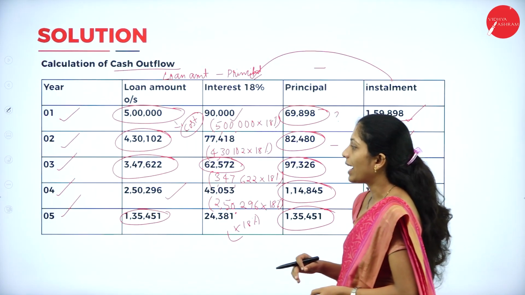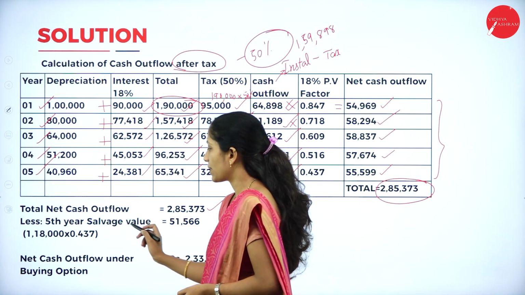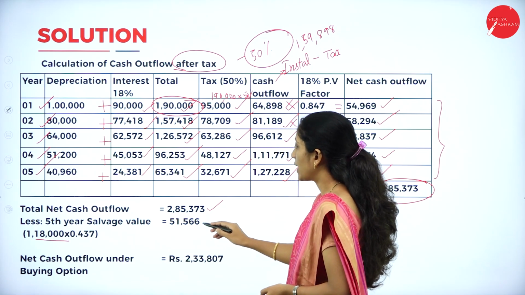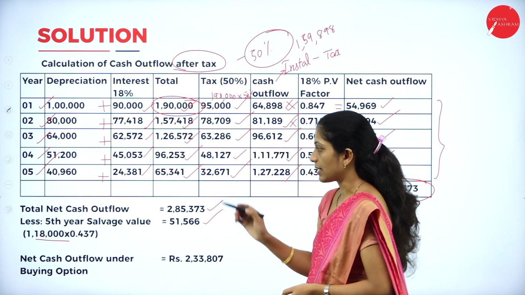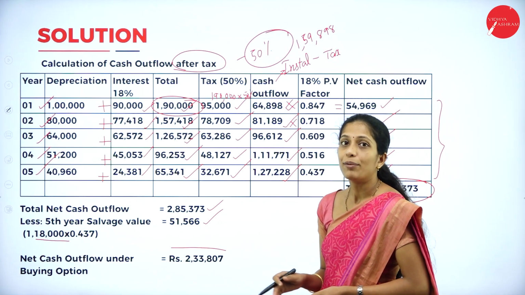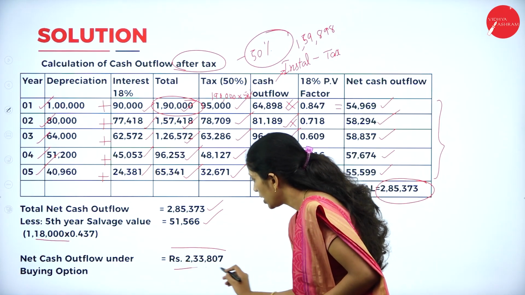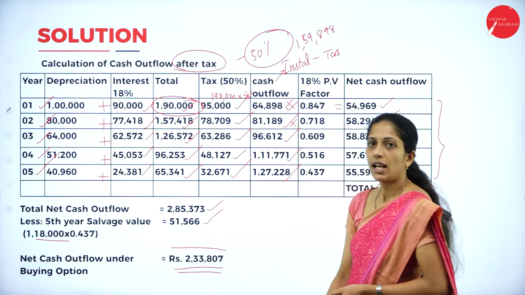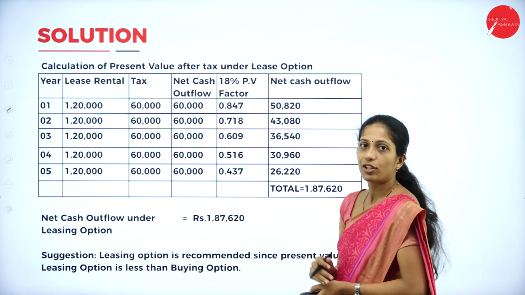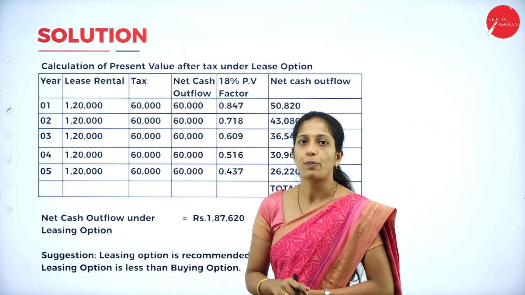So let us see how we have done. Less 5th year salvage value, 1,18,000 into 0.437 will get 51,566. So when you get, you'll get the net cash outflow under buying option. So how much? That is 2,33,807.